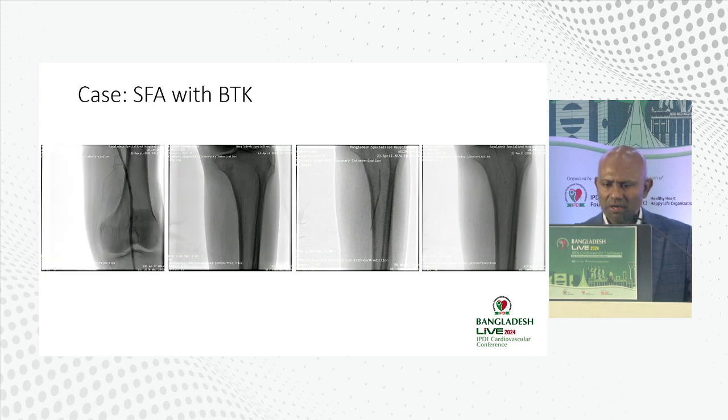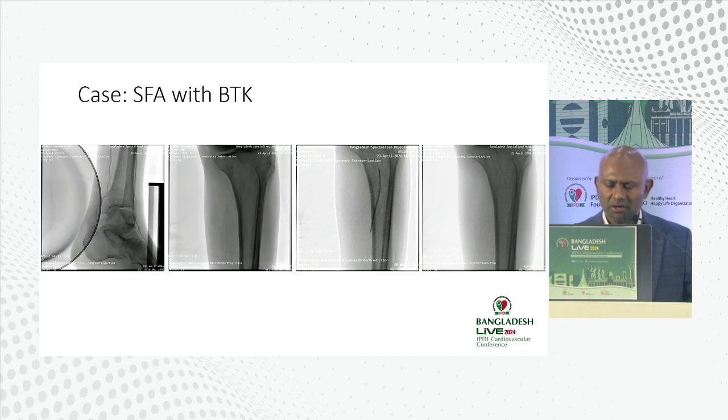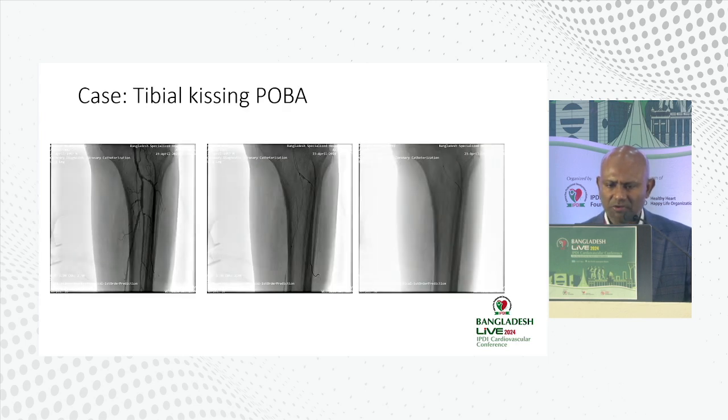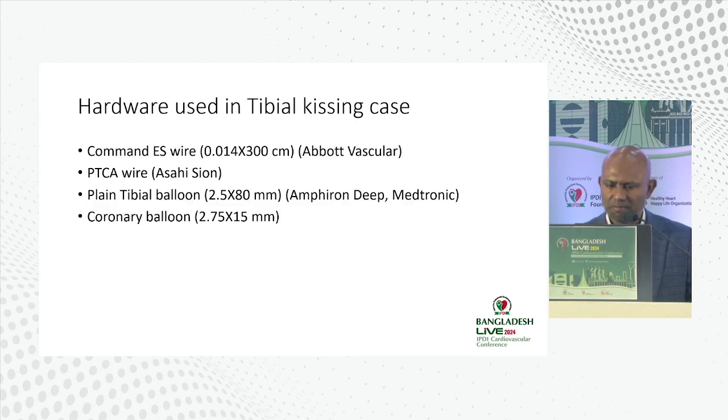So we did the tibial first, then we went for a kissing for the tibial peroneal trunk, as you can see here. We do the kissing stent technique all the time for the aortoiliac, but it is possible to do the kissing for the below-knee lesions like this as well with good results.